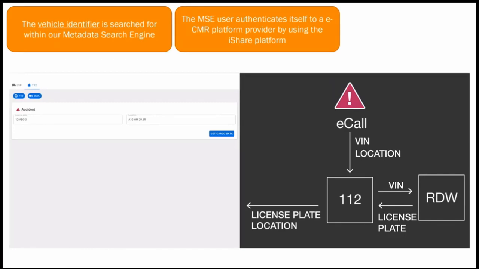So based on the VIN number from the eCall message, a link is being made with the RDW, which holds a registry of converting VIN numbers to license plates, which have been registered to certain trucks and also to certain companies.